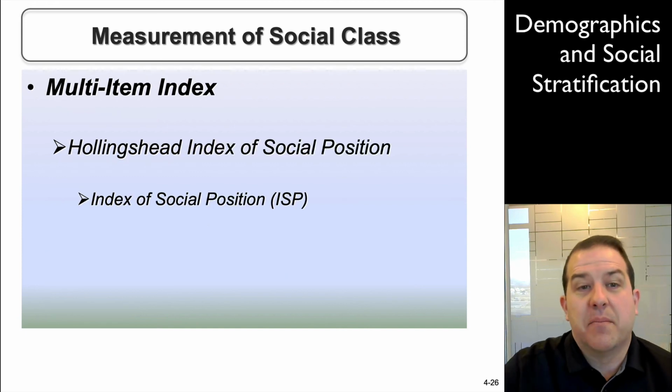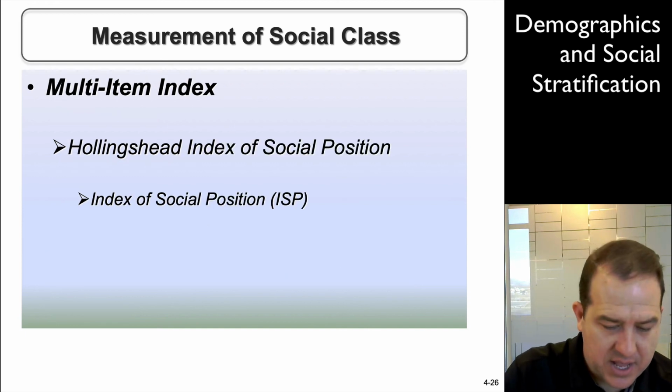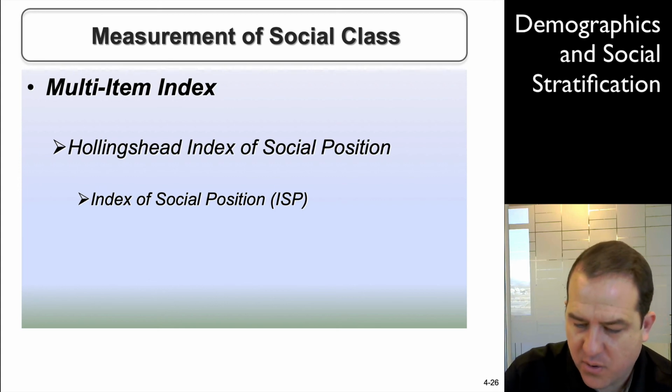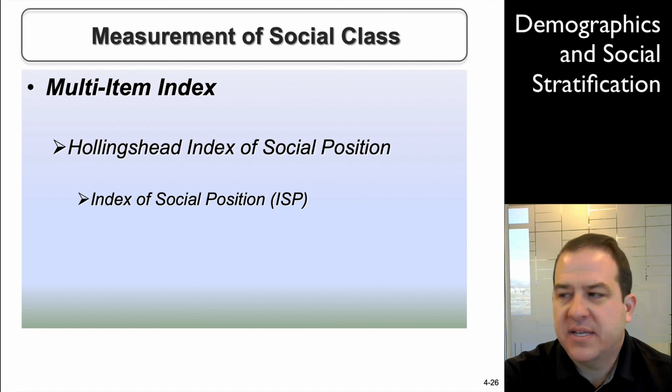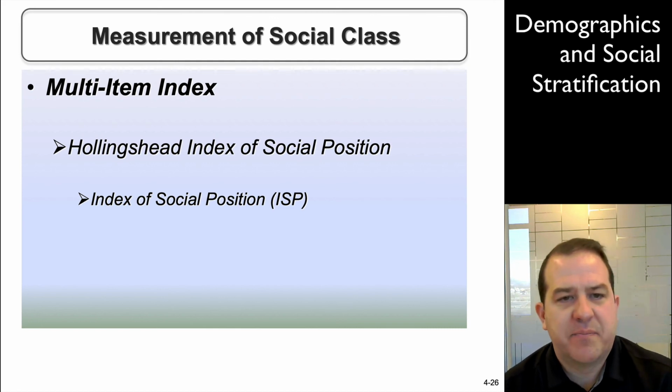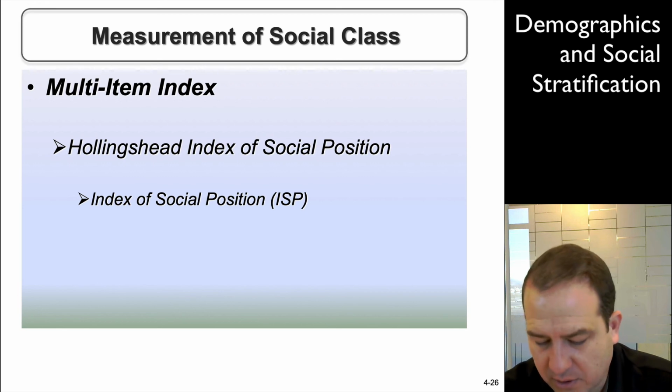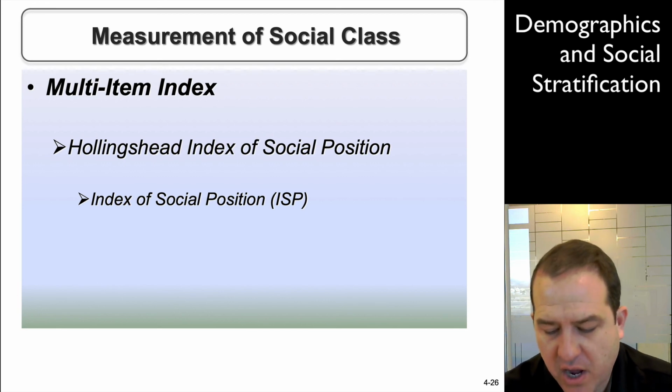And so when we look at a multi-item index, which I like, and that's on page 137, this index of social position by the Hollingshead group, you can go through, and if you're looking at this on 137, it gives you occupation.